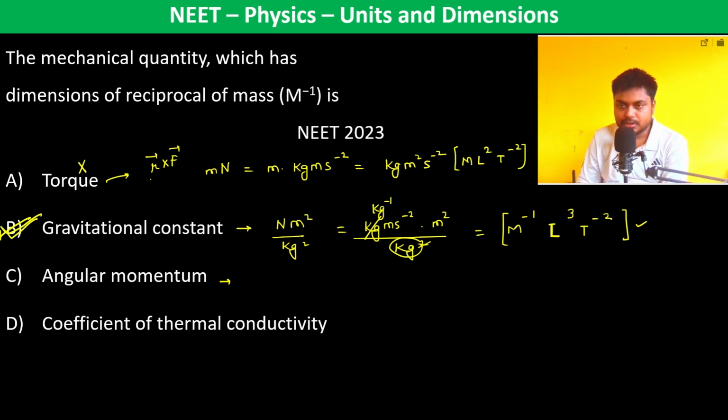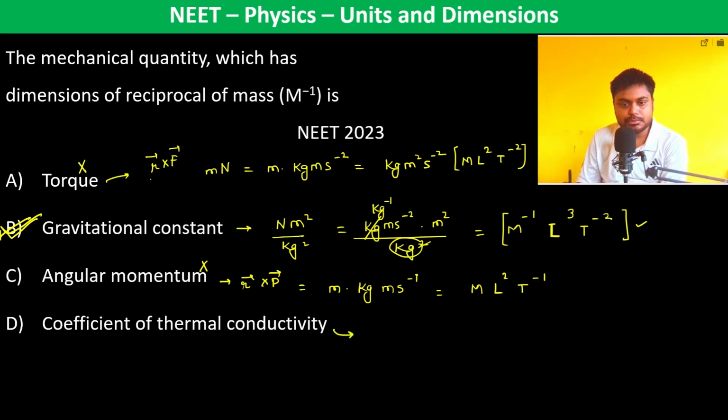Angular momentum is r cross mv, r cross p, which is meter into p, and p is kg meter per second. So this is mass length square T to the power minus 1. Again this is also not having M to the power minus 1.